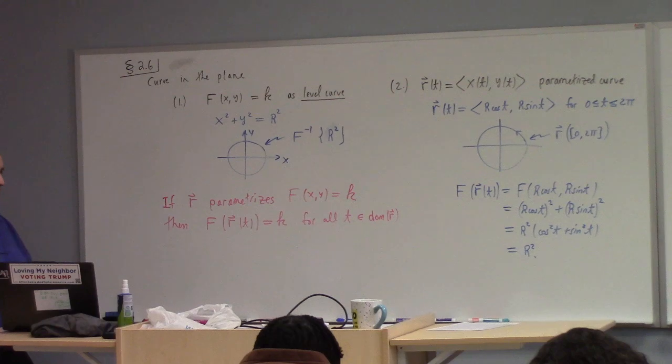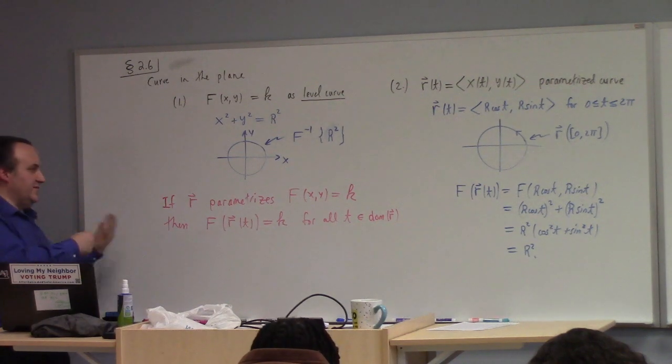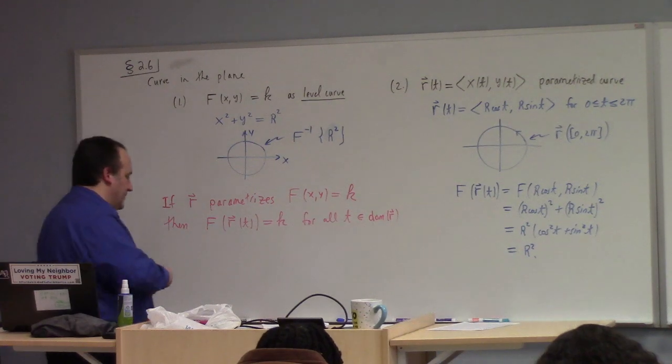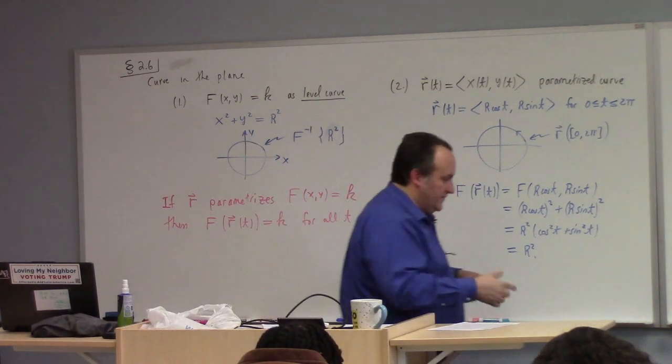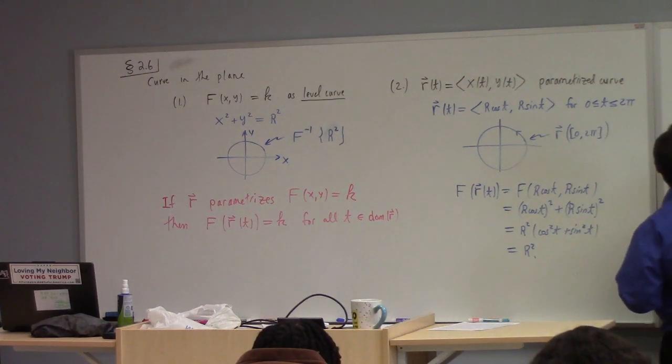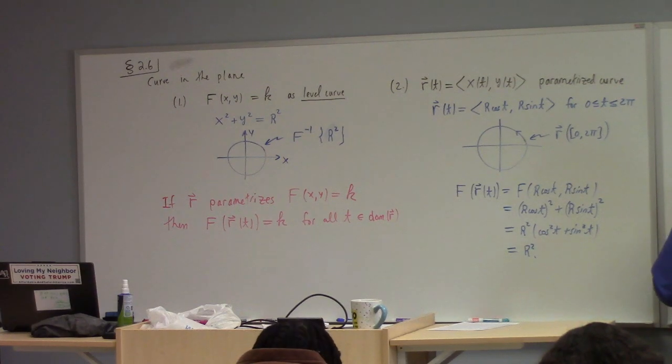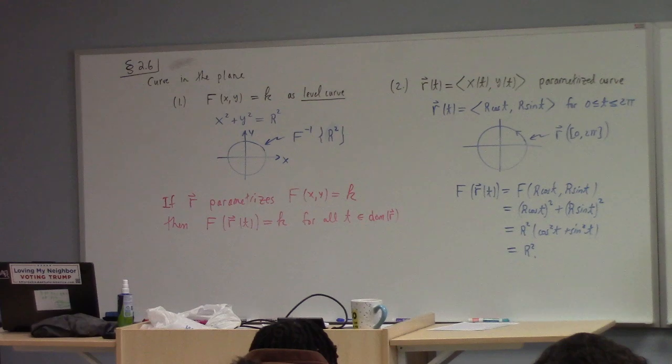So what's the deal with partial derivatives of the level curve? How do they relate to the tangent vector to the corresponding parameterization of the curve, right? So let me state that question again. How do the partial derivatives of the level function, partial f, partial x, partial f, partial y, relate to dx dt and dy dt for our parameterization x, y?